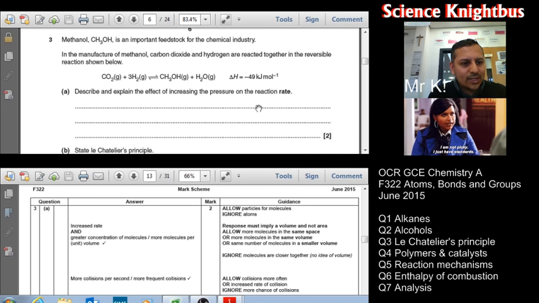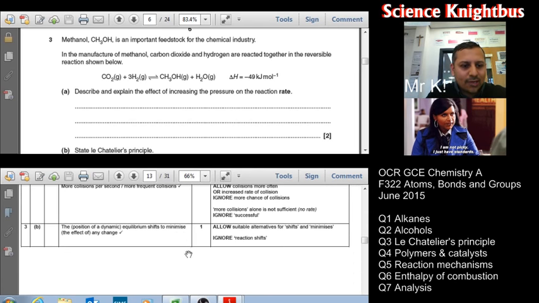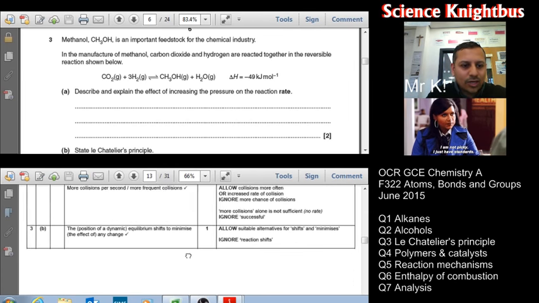Candidates are advised to take note of key terms in questions, especially those in bold. So remember that rate is in bold, as they often give guidance as to what is expected. So start talking about the rates. Give your answers in terms of increase in rates, greater concentration of molecules. Obviously, you've got more in there. It's not just that you're going to bring them nearer. What you want to say is there are more collisions per second. Those collisions are more frequent, and therefore you're going to have a higher reaction rate.